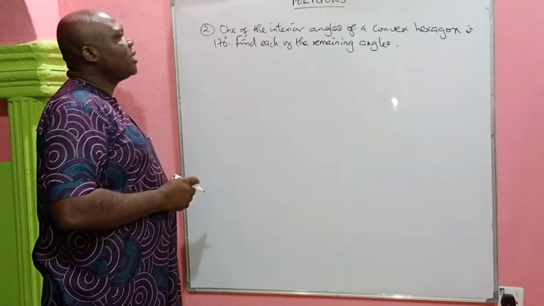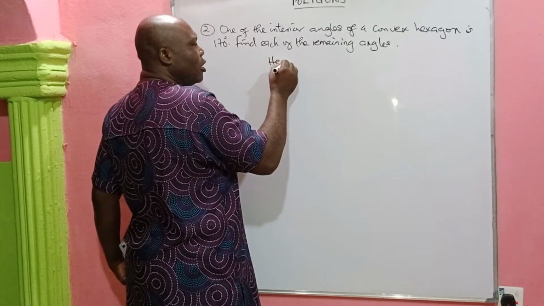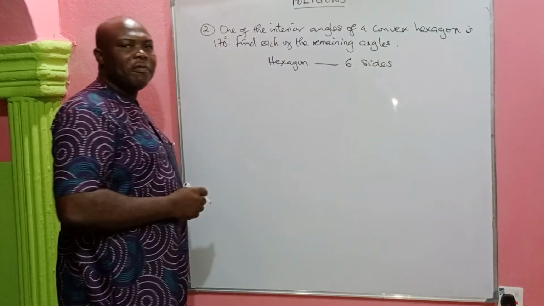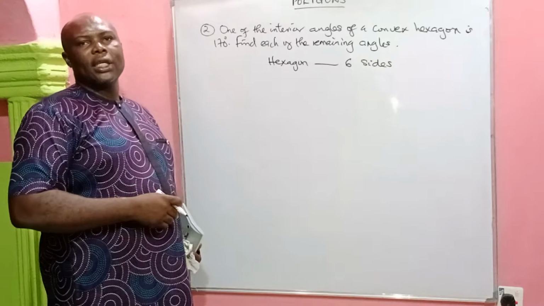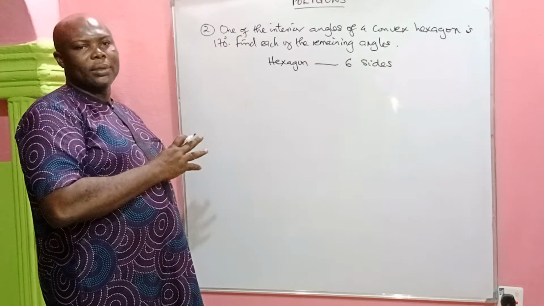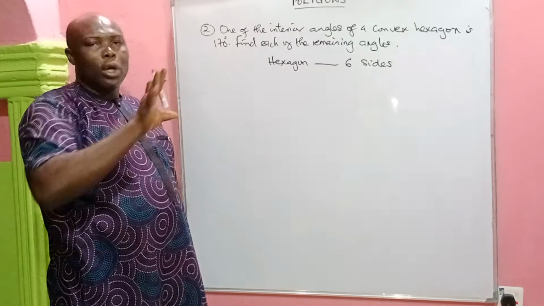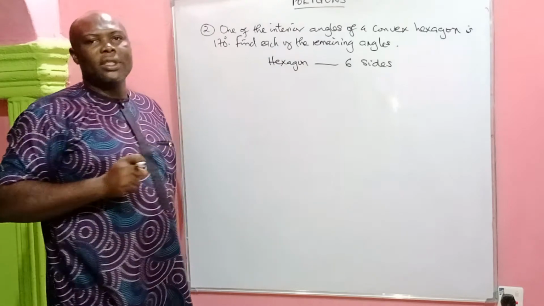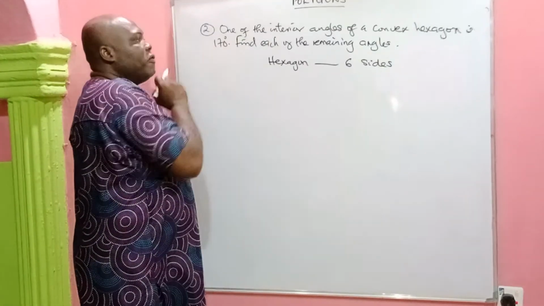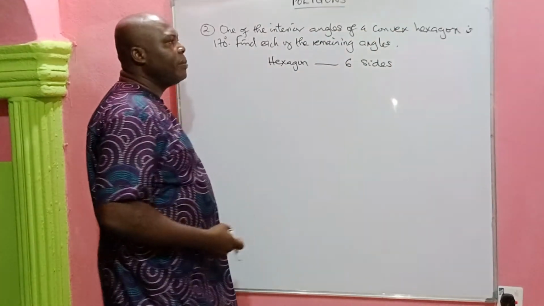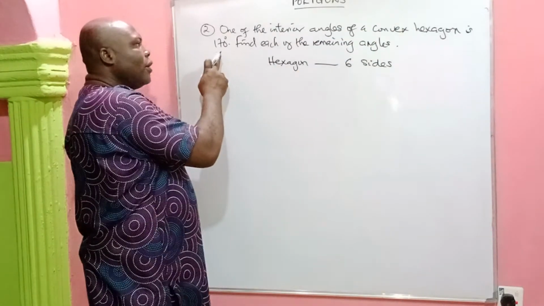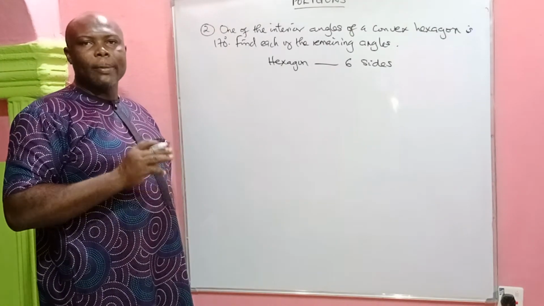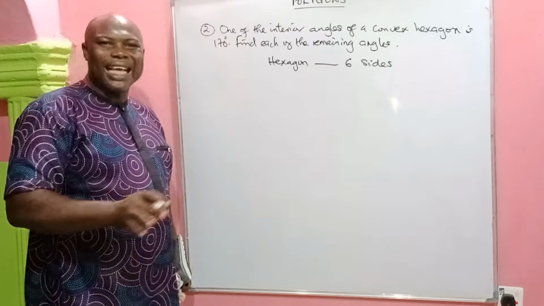Alright, a hexagon, of course we know, has six sides. It is convex because one of the angles is less than 180 degrees, because a convex polygon is a polygon whose interior angles are less than 180, and we have 170 degrees. It means that it is a convex polygon. I want to find the sum of each of the remaining other angles. Definitely none will be up to 180 degrees because the polygon is convex, and I know that a convex polygon has all its interior angles less than 180.